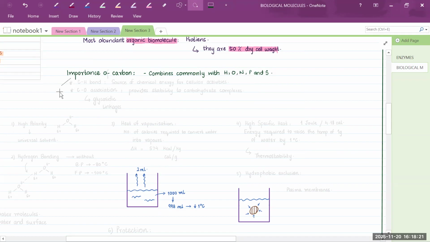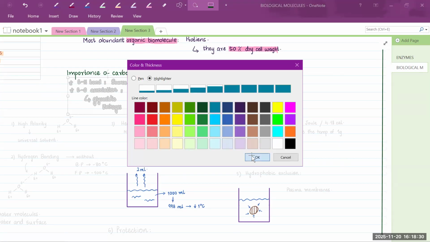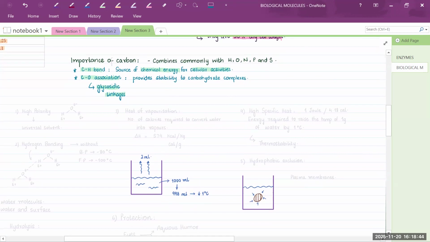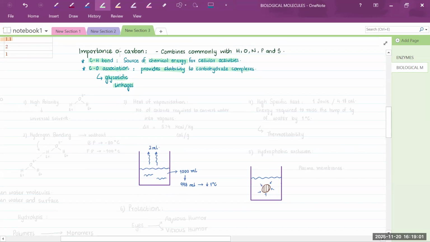Okay. Then we have the importance of the CH bond and the CO bond in the macromolecules and in the biomolecules, which we'll see further on how the linkages are. So the CH bond is a source of chemical energy for cellular activity, and the CO bond association, which is the glycosidic linkages, which we'll be seeing later on in monosaccharides and disaccharides. The CO association provides stability, it does not provide the chemical energy. The work of CH bond is to provide the chemical energy, and the work of the CO association is to provide stability to the carbohydrate complexes.